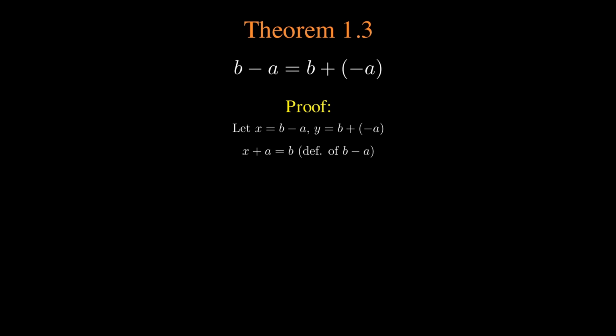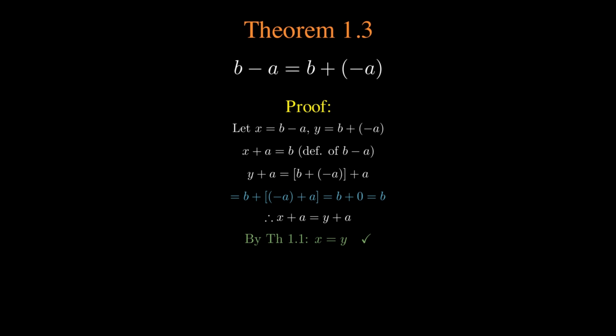This equals the quantity b plus negative a, plus a. By the associative law, this equals b plus the quantity negative a plus a. By the definition of negative a, this equals b plus 0, which equals b by axiom 4. Therefore, x plus a equals y plus a. Both equal b. Hence, by the cancellation law from theorem 1.1, we have x equals y. This proves that b minus a equals b plus negative a.